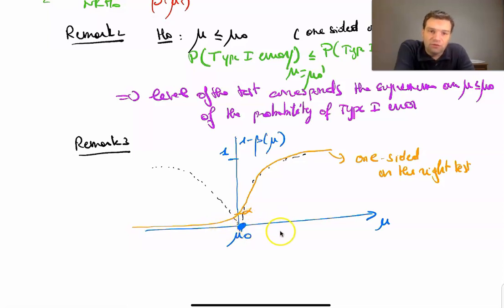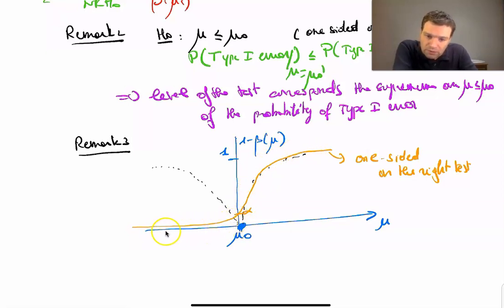Here under the alternative we have mu which is larger than mu naught. When mu is larger than mu naught, the power should be large. The power should be closer and closer to 1, as close as possible to 1, because we reject, and it's true. We should reject, because H1 is true. Thus we have an increasing of the curve here.